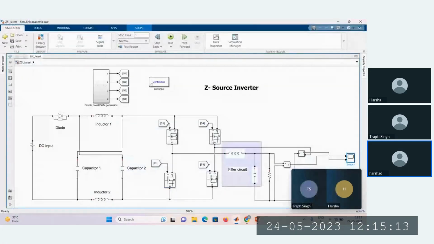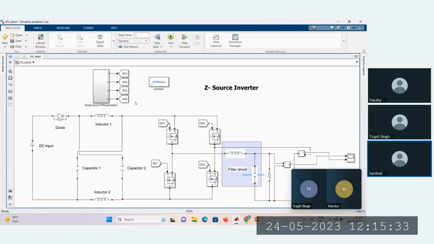I have also implemented Z source inverter, quasi Z source inverter, and split source inverter in MATLAB Simulink. This is the Simulink circuit for Z source inverter with a DC input voltage, a diode, two inductors, two capacitors, an H-bridge circuit, a filter circuit, and a load.